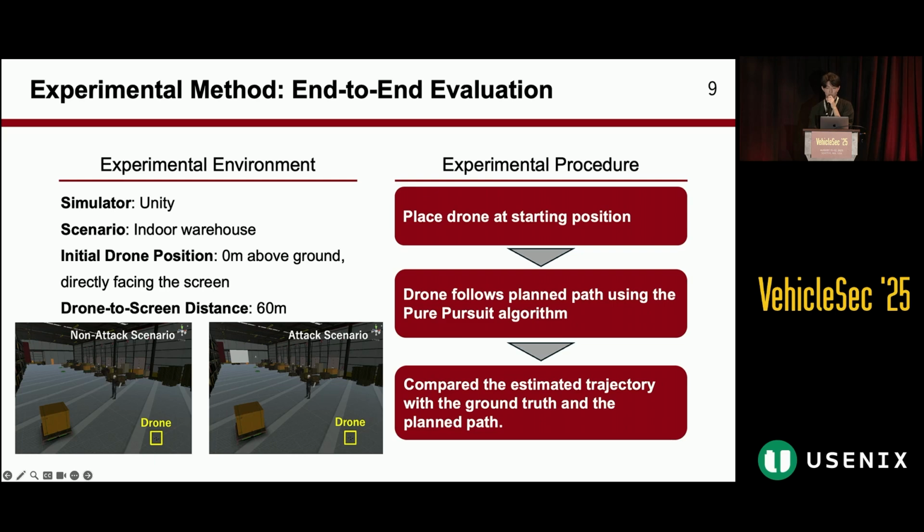This slide shows our end-to-end attack evaluation in the simulator. In our setup, a drone flies a straight, predefined path within a warehouse. It navigates using ORB SLAM3 for localization and a pure pursuit algorithm for control. For the attack scenario, we place a screen in the drone's flight path. We then evaluate the impact by comparing the drone's trajectory in both attack and non-attack conditions against the intended path.